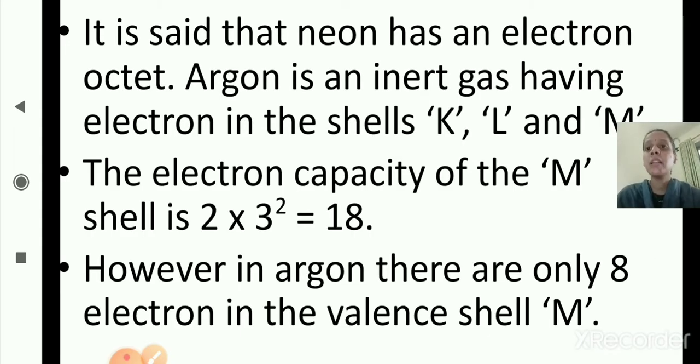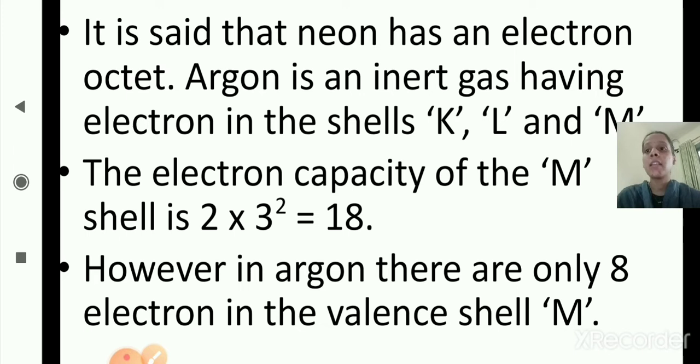It is said that neon has an electron octet. Why is it called an octet? Because in the outermost shell there are 8 electrons. So neon is called an electron octet, and helium is called an electron duplet, because in its outermost shell there are 2 electrons, and in neon, in the outermost shell there are 8 electrons. So neon has an electron octet.